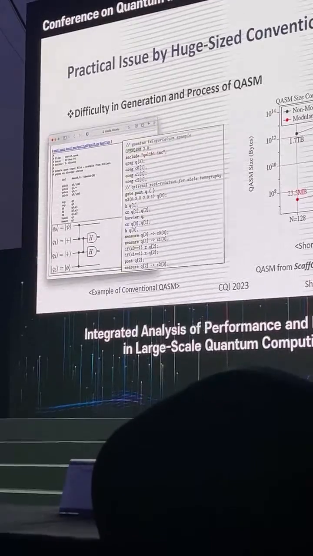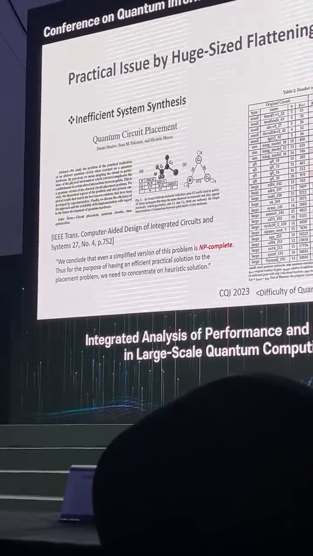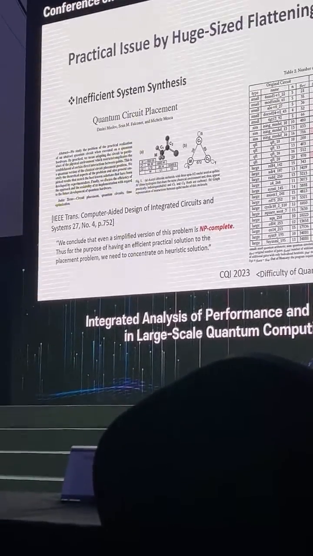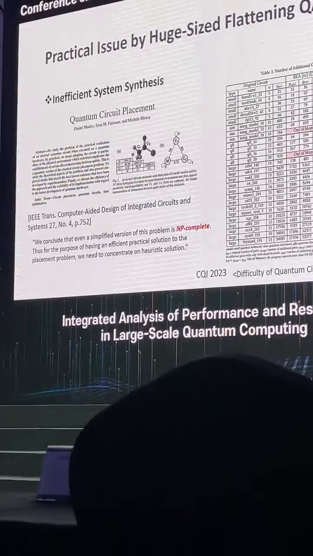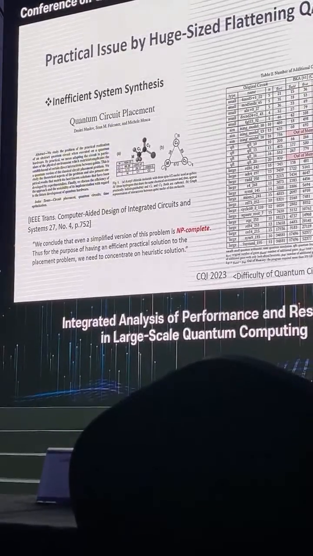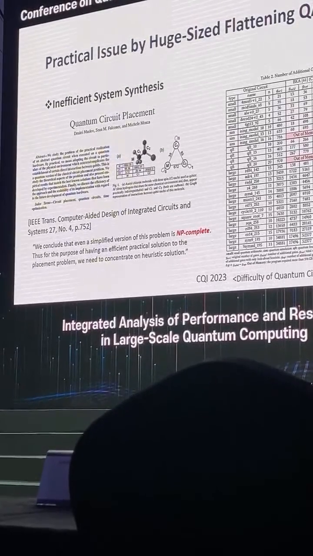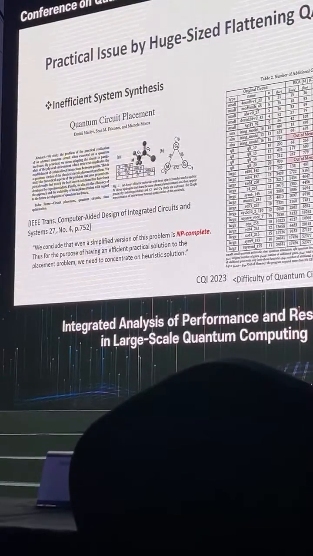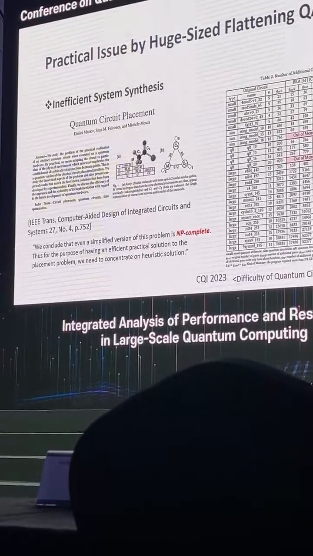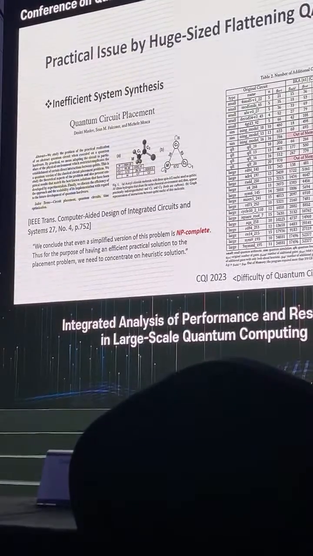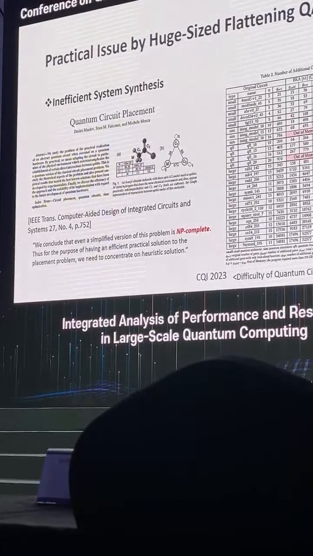And based on the large assembly code, there is another issue. It is difficult to make an executable circuit, because circuit mapping and circuit synthesizing is an NP-complete problem. On the right side, this open source compiler raised an out of memory error, even though the file size is just 11 kilobytes. So from these problems, we tried to find a way to make assembly code in small size.